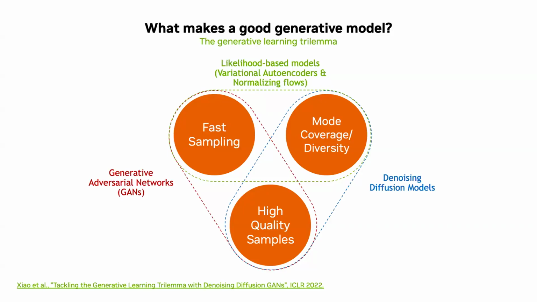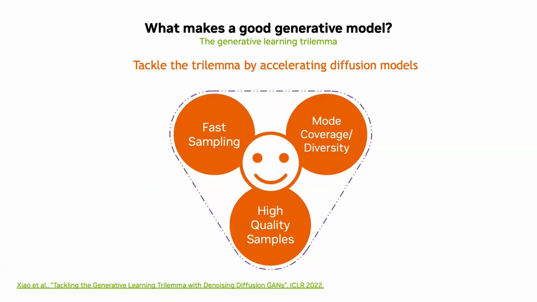And looking at diffusion models, we see that they generate very high quality samples. They have very good mode coverage, but we know that they're extremely slow to sample from. This was the time we said, let's call this the generative learning trilemma. We could also come up with a Mickey Mouse of generative modeling, because this looks kind of like Mickey Mouse to me. We set ourselves the mission of accelerating diffusion models, right? If we could accelerate diffusion models, we would be able to address all these 3 criteria together.